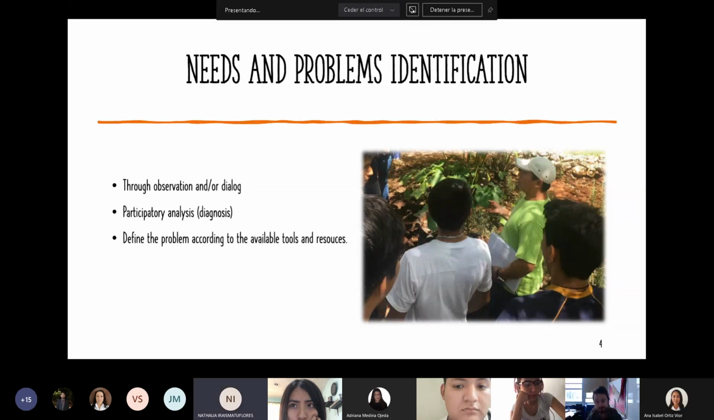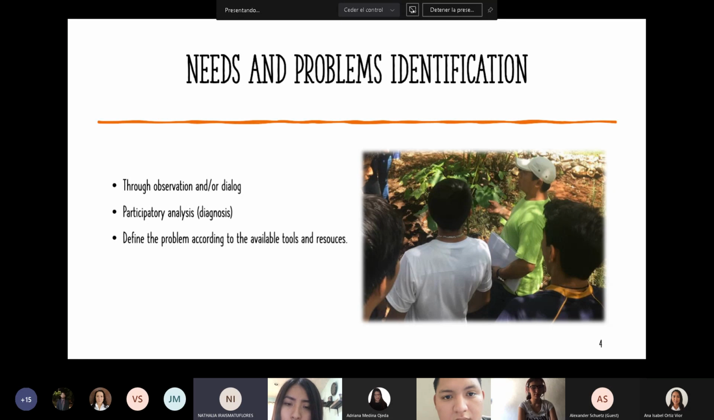The second stage, needs and problem identification, is all about the diagnosis that is done through observation, dialogue, and participatory analysis to define the problem and to identify the available tools and resources to solve or aid in the problem. Next slide, please.